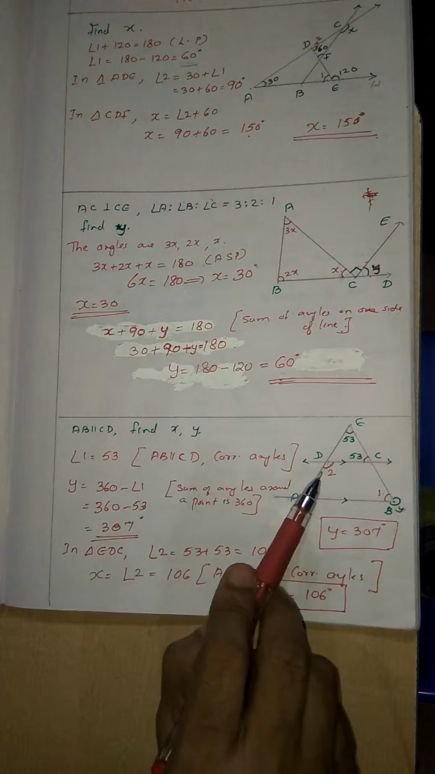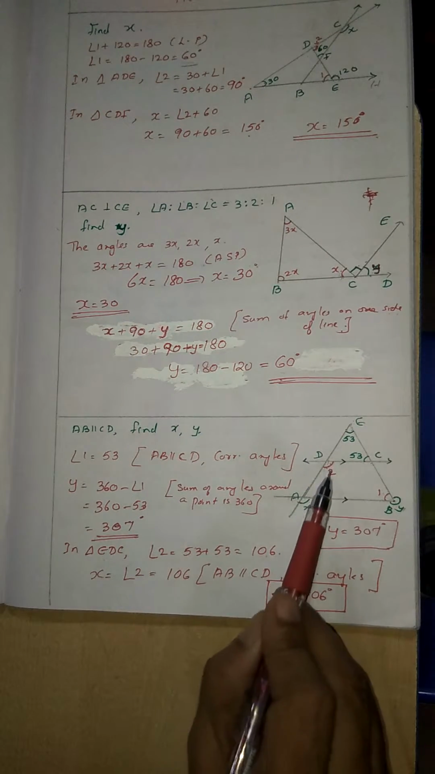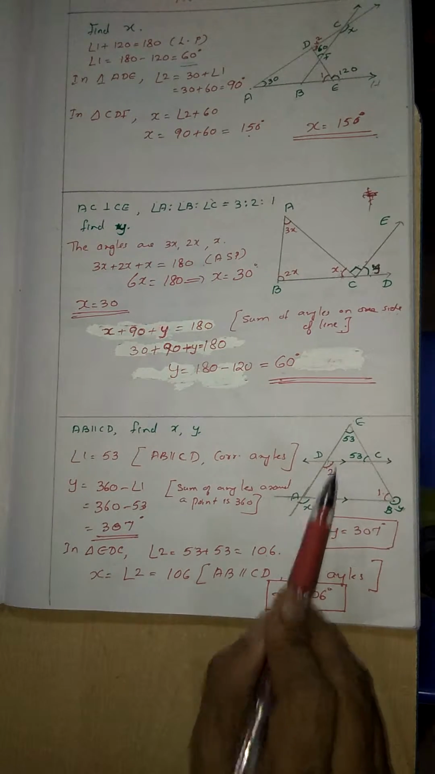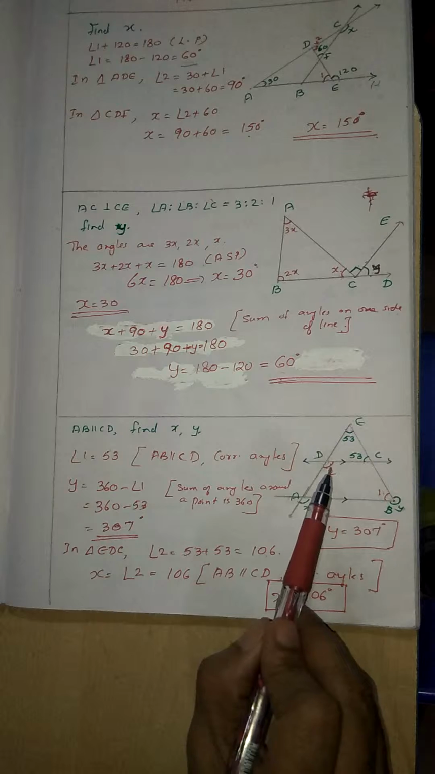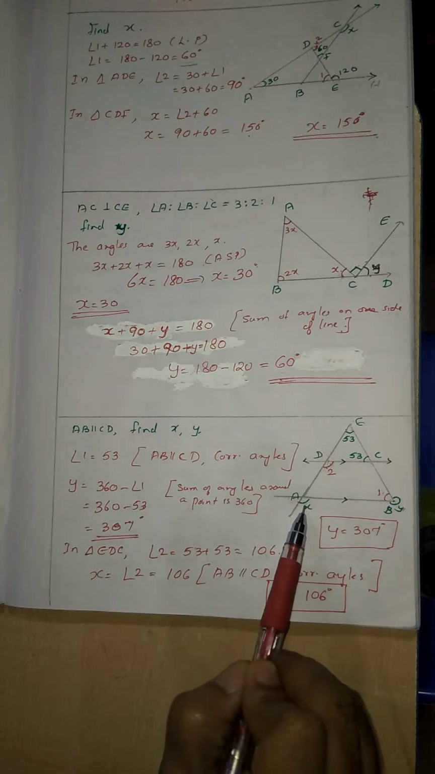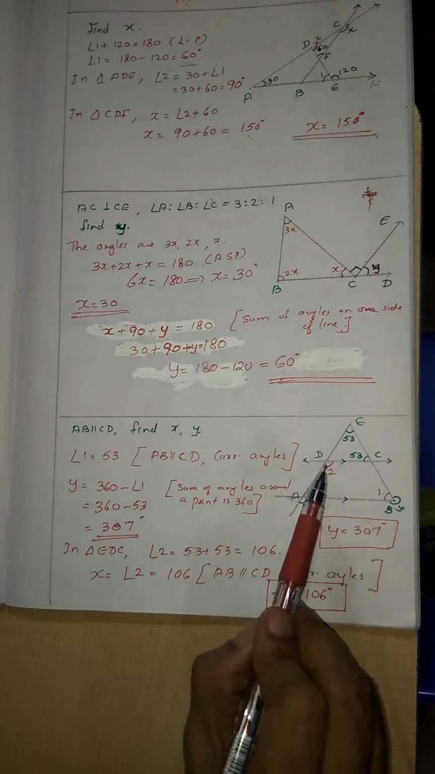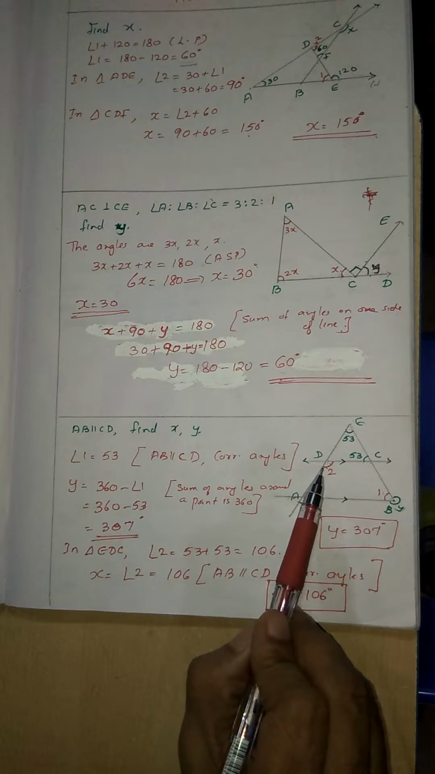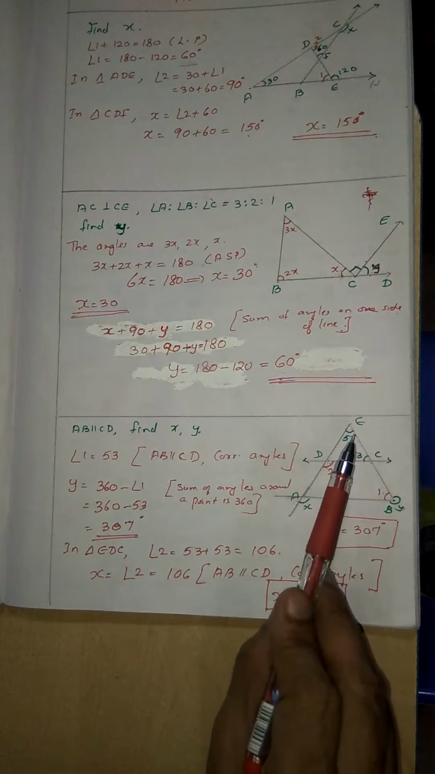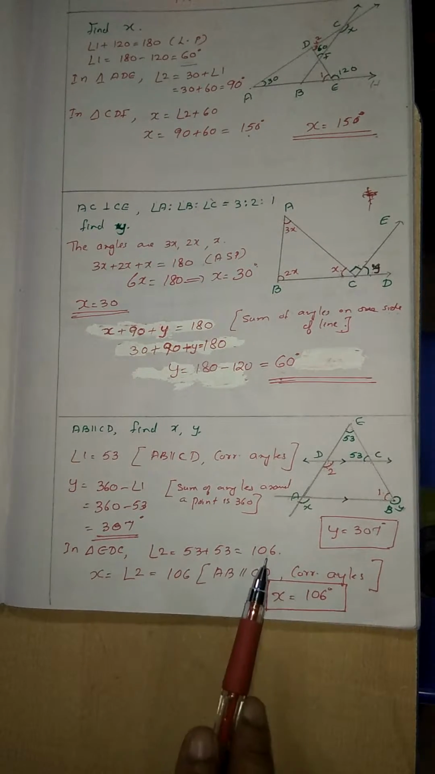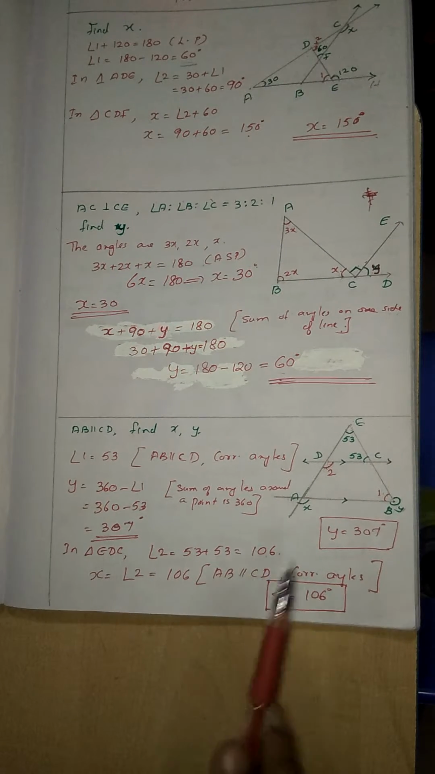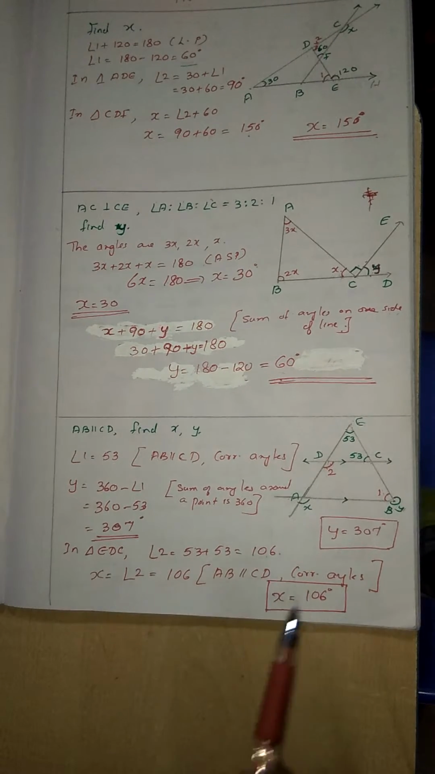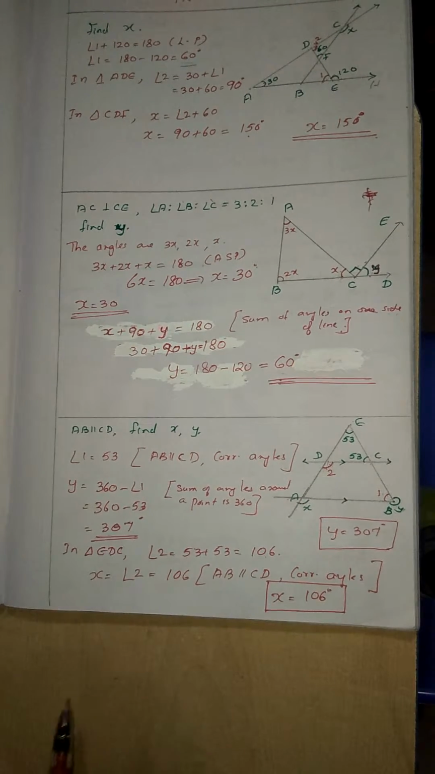Angle 2 and angle x are corresponding angles because these two are parallel lines. So if we can find angle 2, then we can find the value of x. Now if you see this triangle EDC, this will form the exterior angle. So 2 is equal to 53 plus 53 is equal to 106. So angle 2 is equal to 106. Therefore x is equal to 106.